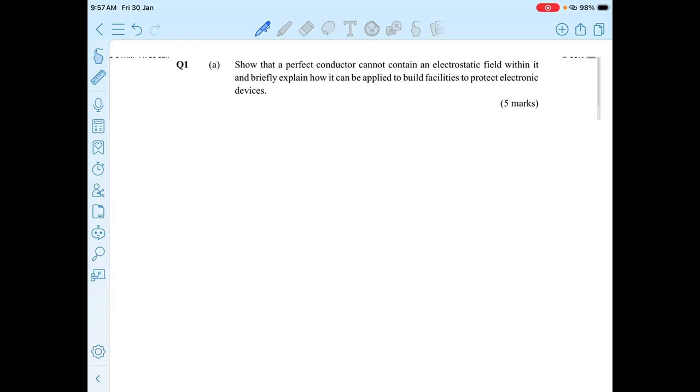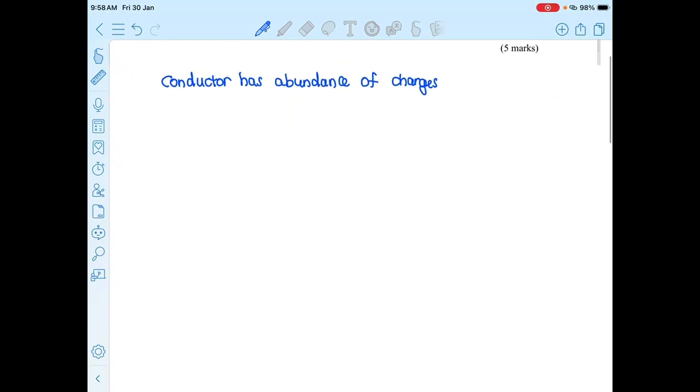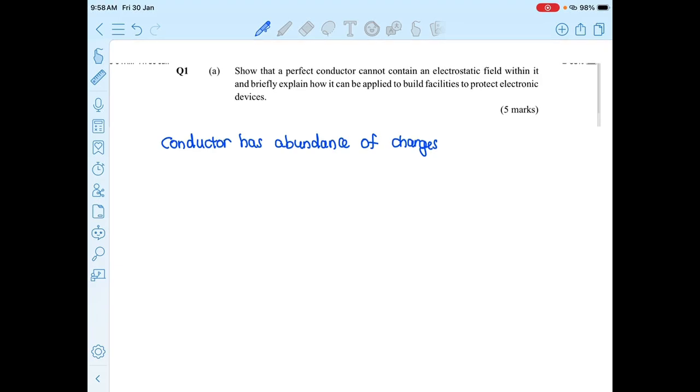So what is a conductor? You can write down that the conductor has an abundance of charges within it, and these charges are free to move within the material.